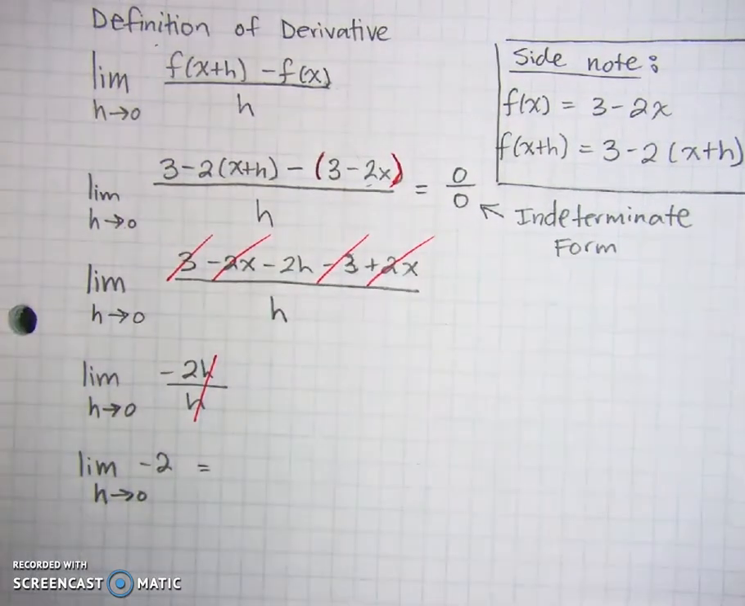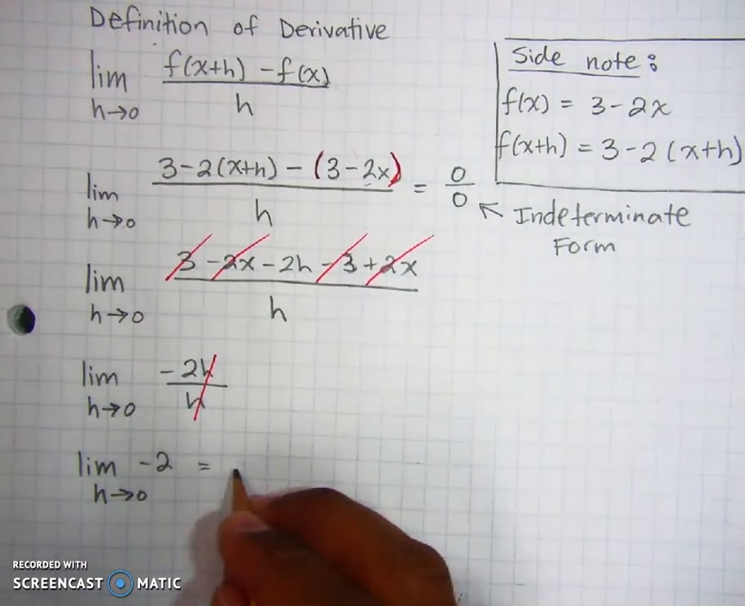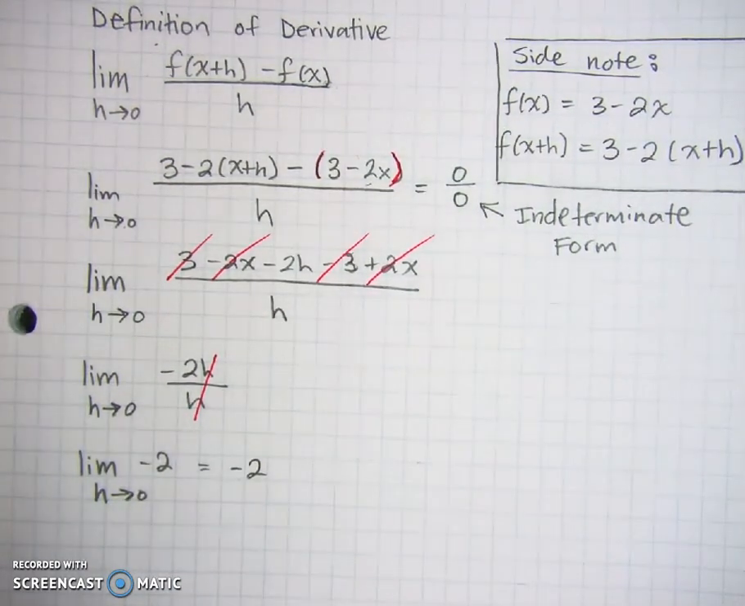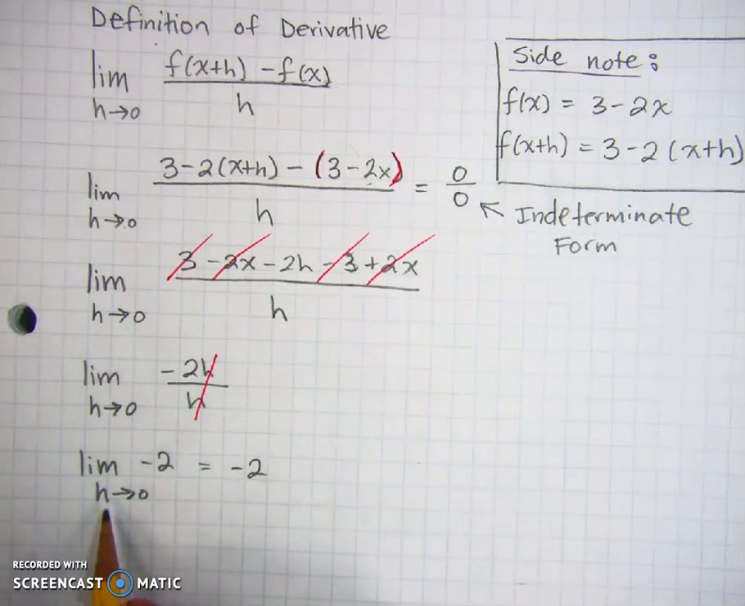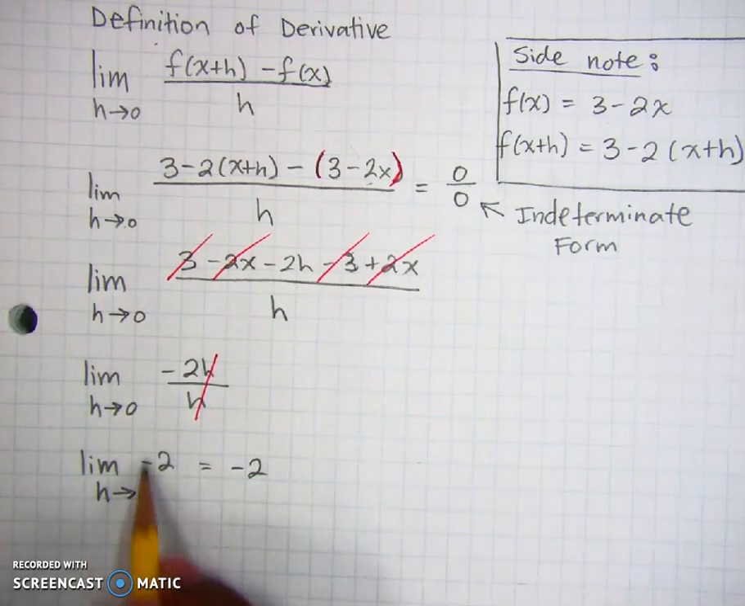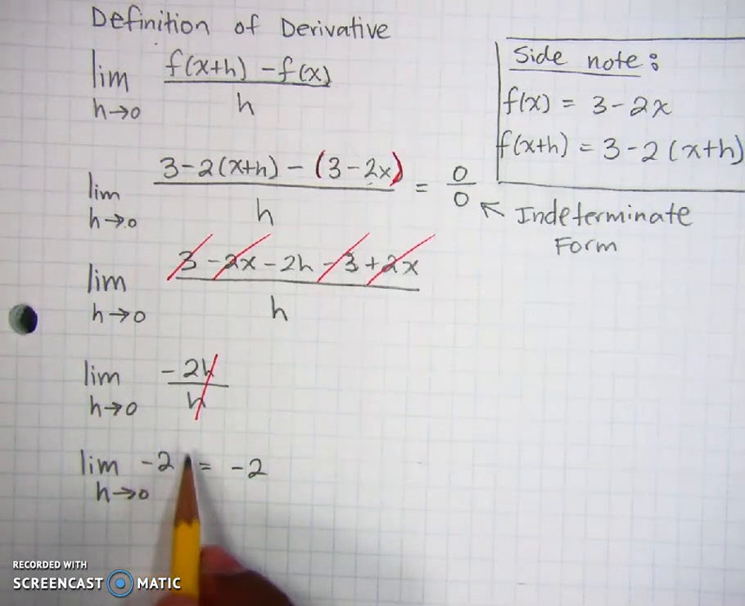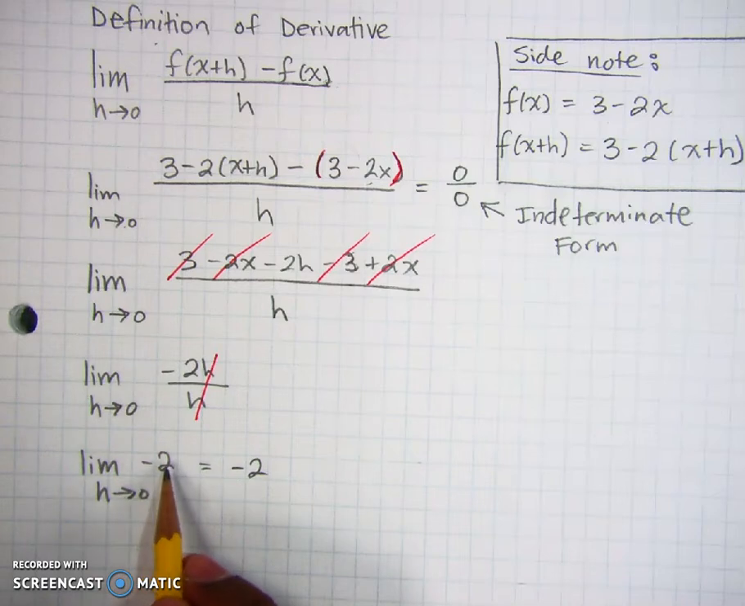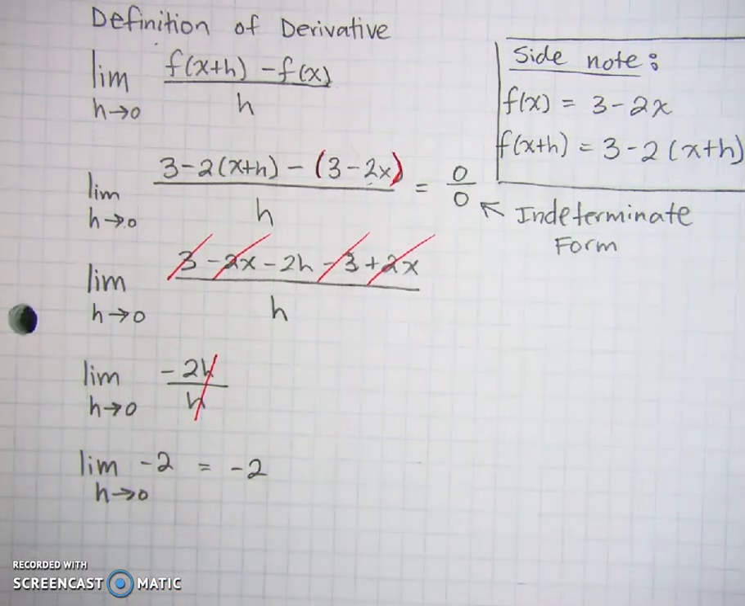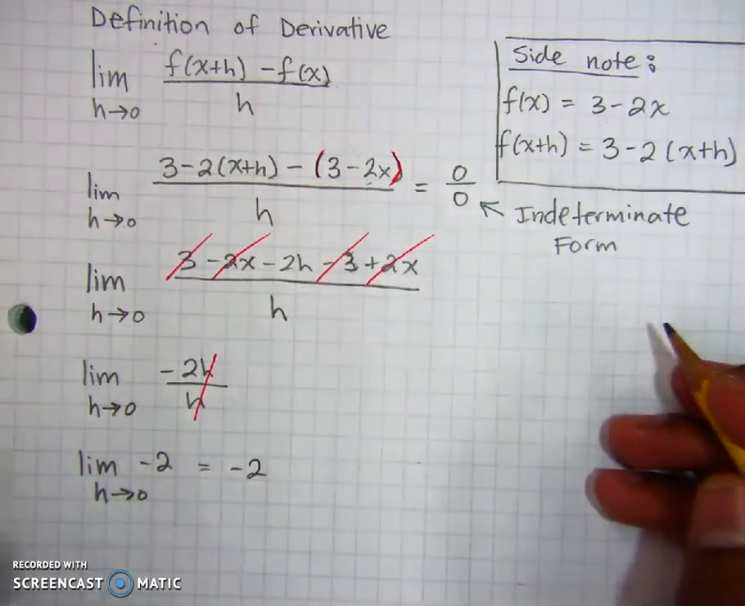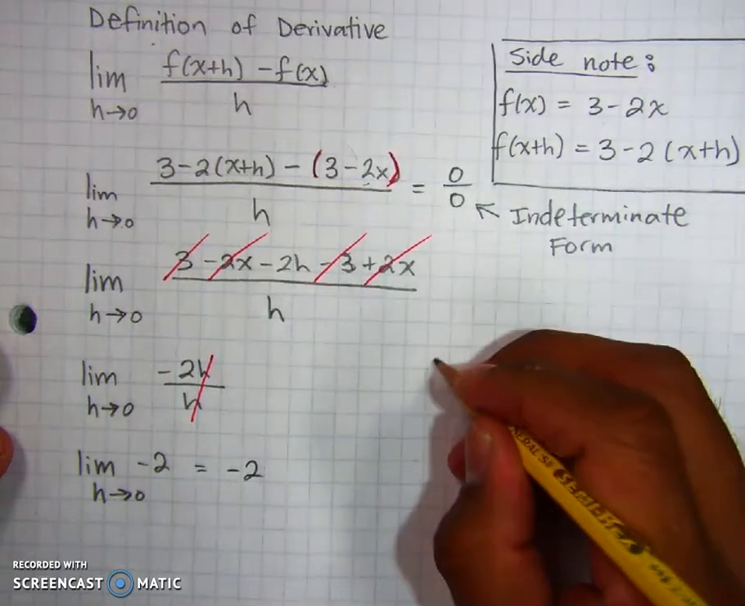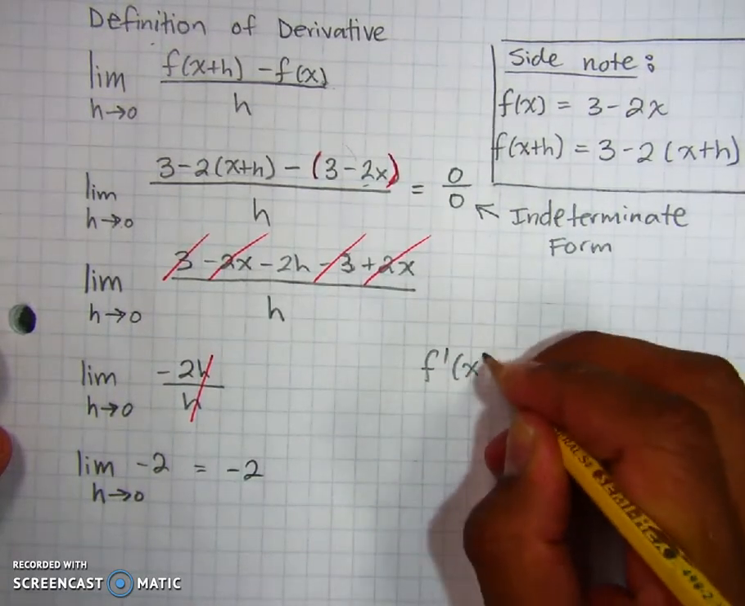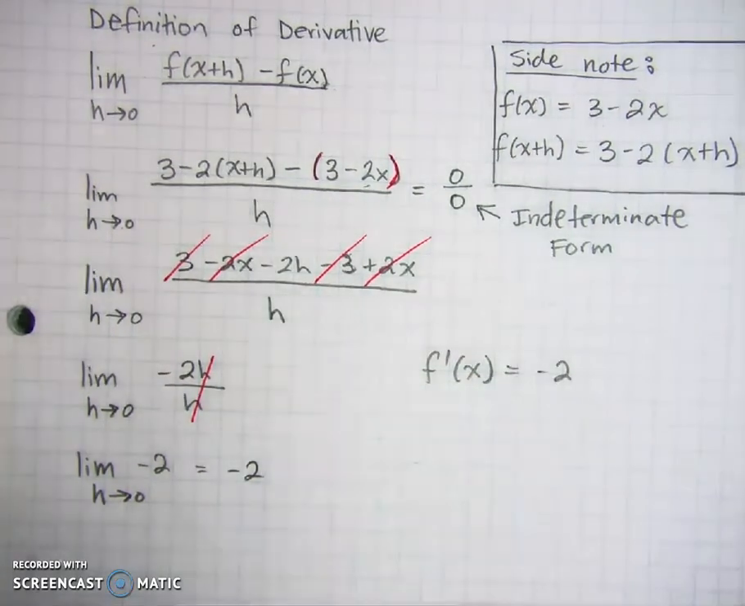What is that equal to? Negative 2. See, h approaching 0 has no effect on negative 2 because negative 2 does not have a variable h. So what we have is f prime of x equals negative 2.